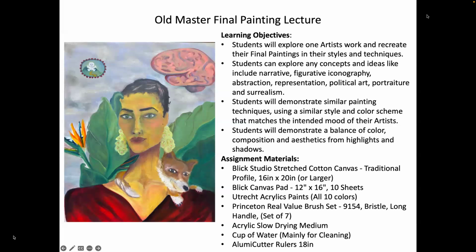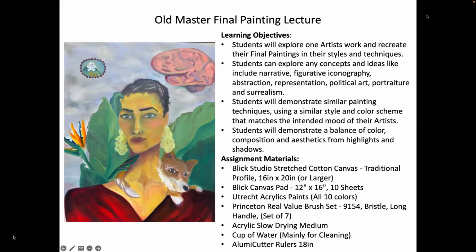So for our materials needed, again, we're going to be using our Blick Studio Stretch Cotton Canvas, the traditional profile 16 by 20 or larger. You have your Blick canvas pads, 12 by 16, 10-pack sheets to practice with. Our Utrecht acrylic paints, all 10 colors. Our value brush sets, which will include all of the numbers, set of 1 through 7. Our slow drying medium, a cup of water, mainly for cleaning, and then finally our ruler for any grids or measuring that we need for our painting.